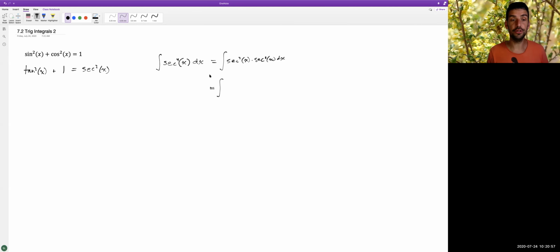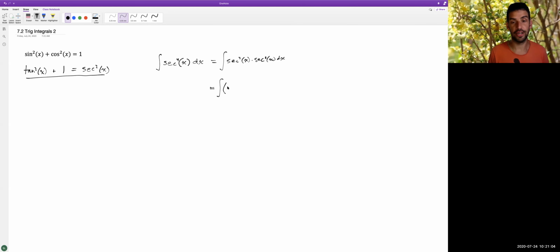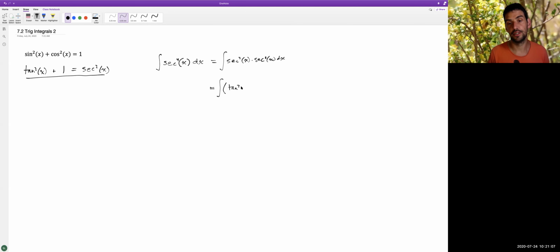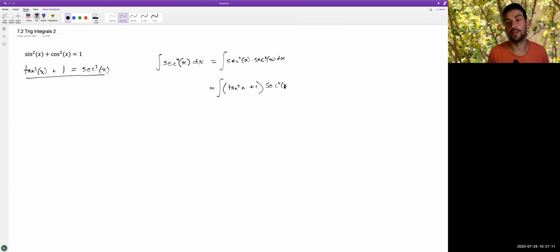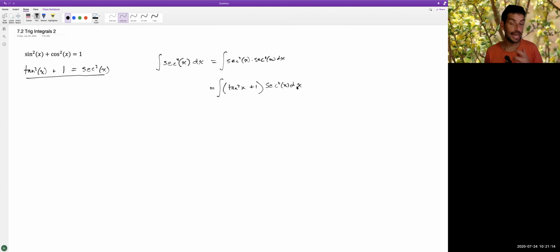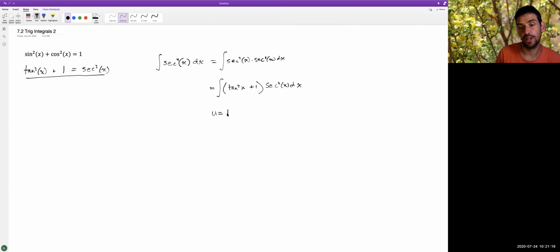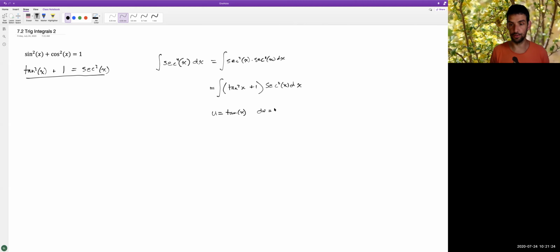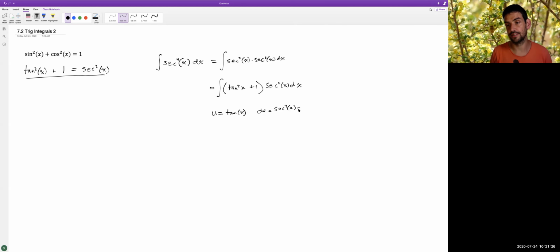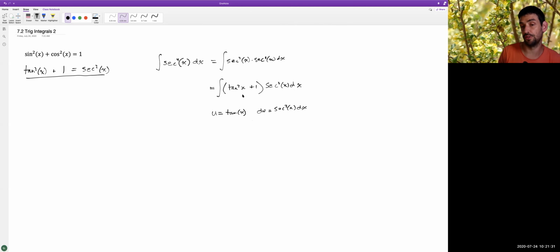We're going to now use the identity that we just came up with over here and take this first secant squared and write it as tangent squared x plus 1. And then we've got secant squared x dx. Okay. And now we're going to make a substitution. I'm going to take the substitution u is equal to tangent of x. du will be equal to secant squared x dx. Right? You can now sort of see where this is going.